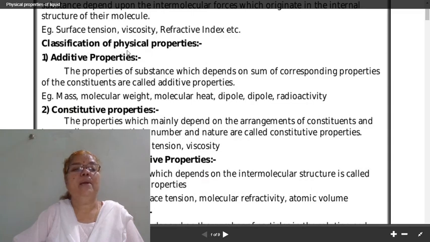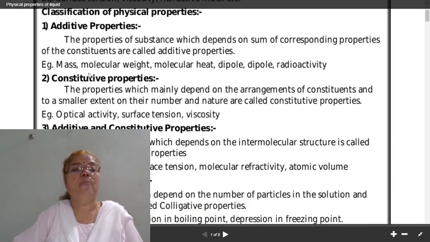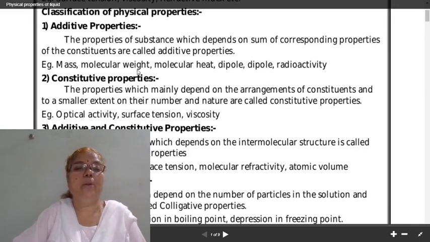Then here, the classification of physical properties. There are 4 groups or 4 classes of physical property: additive property, constitutive, additive and constitutive, and colligative. The properties of the substance which depend on the sum of corresponding properties of the constituents are called additive properties. For example, mass, molecular weight, molecular heat, dipole moment, then radioactivity, etc.